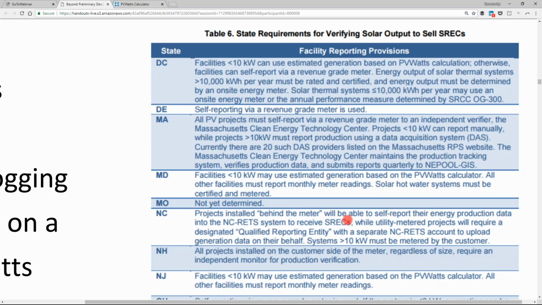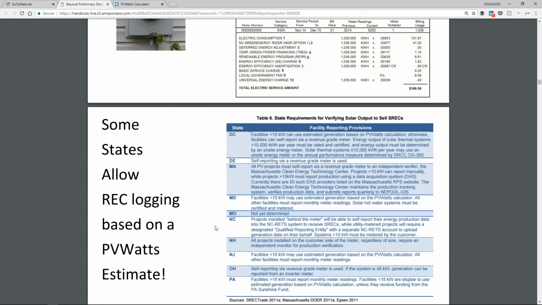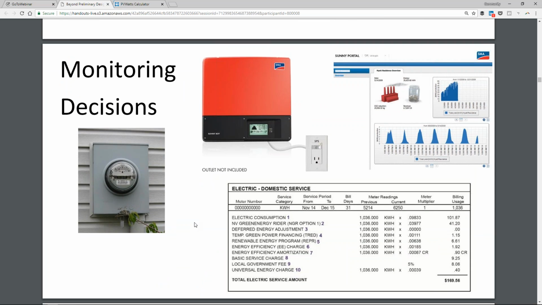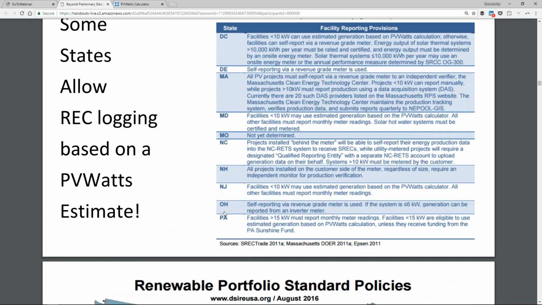North Carolina, it doesn't. It looks like over 10 kilowatts. So it's going to vary state by state. This is kind of interesting. In New Jersey, facilities under 10 kilowatts can use PV watts, and New Jersey has a very lucrative renewable energy credit market. And so, what we see is that not all states are obsessed with revenue grade monitoring, as you might think, at least at the residential level.